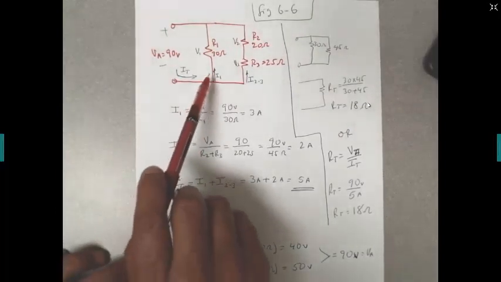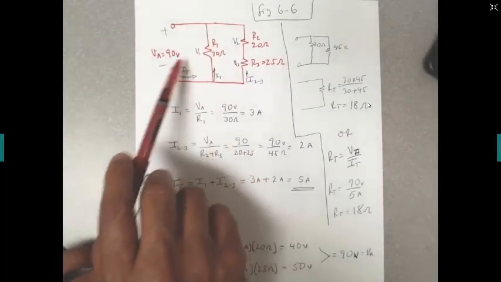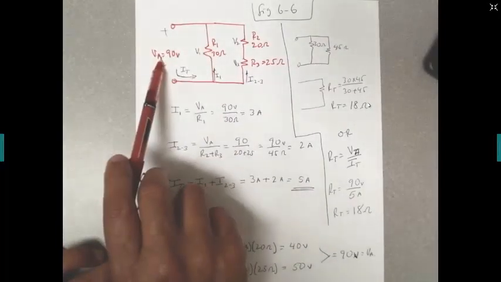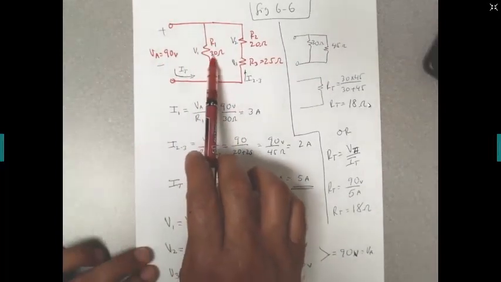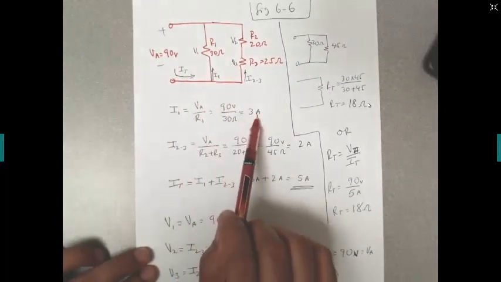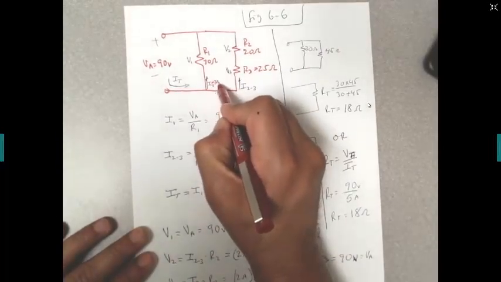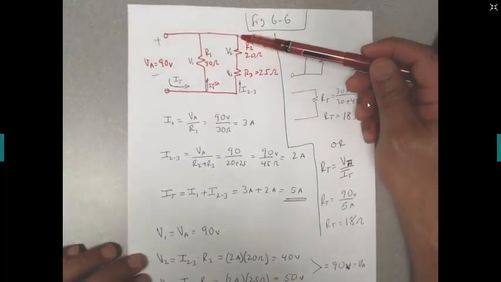All right? So if I want to know what's the current going through this branch, I take the resistance and the voltage and divide the voltage by the resistance. I know the voltage is 90 volts, so I divide 90 volts by the resistance of 30 ohms, and that will give me 3 amps. All right, so I1 equals 3 amps.